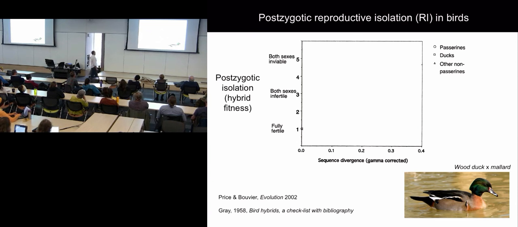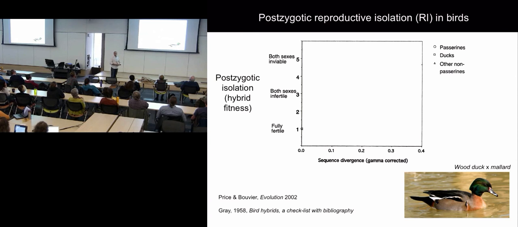This is an example involving birds. Most of this data is based on a compilation of hybrids and their fitnesses going back to the 1950s. What you're going to see on the next slide is that every data point is a cross between two species. On the x-axis is the genetic divergence between those species, and on the y-axis is a measure of the fitness of the offspring of those hybrid crosses.